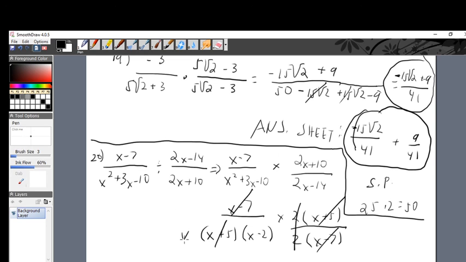And what's the final answer? 1 over x minus 2. There's only 1's on top left, and x minus 2 on the bottom. There's the final answer. Okay, that's the final problem on this answer sheet.